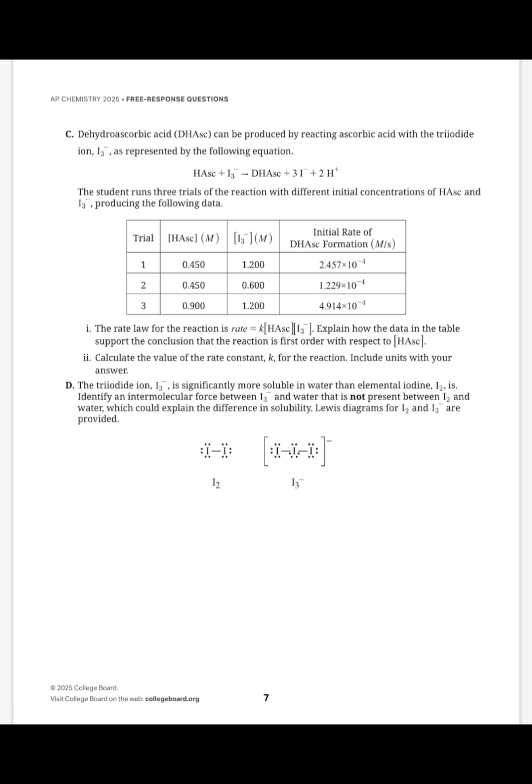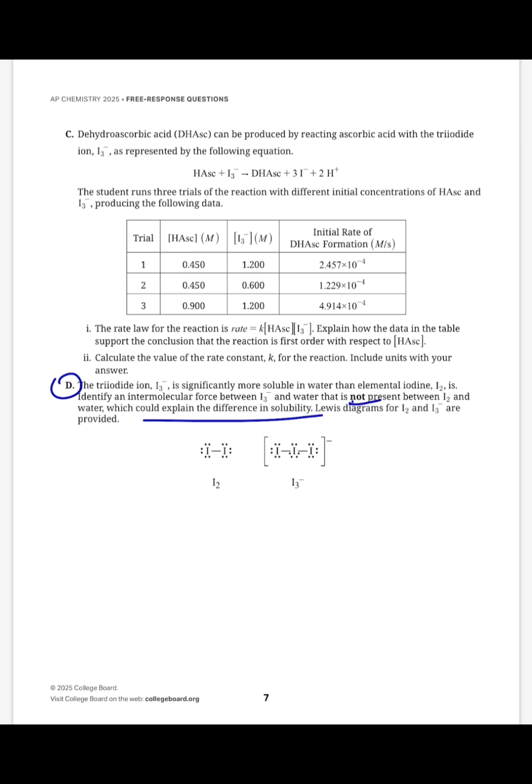For the last part, for D, it's telling us that the triiodide ion is significantly more soluble in water than the elemental iodine, which is just I2. Identify an intermolecular force between triiodide ion and water that is not present between iodine and water. And then we're looking for an explanation that can describe the difference in solubility. They give us the Lewis structures of each substance below. So I3 has a formal charge of negative 1, so it is an ion, compared to I2, which is neutrally charged overall, so it's going to be nonpolar.